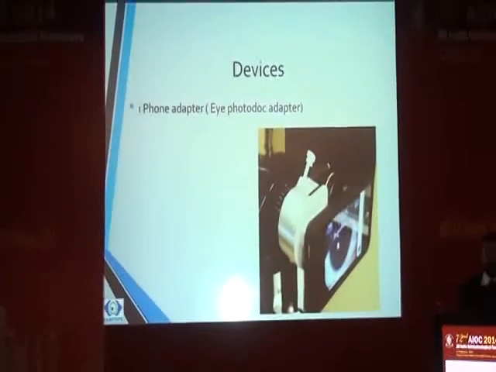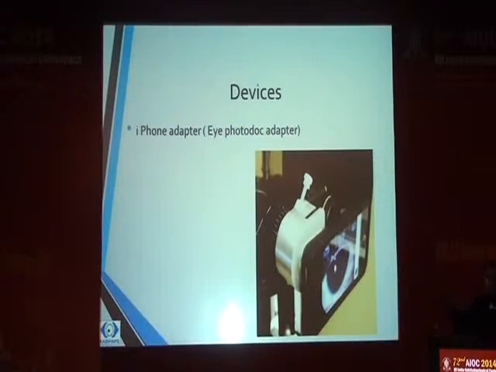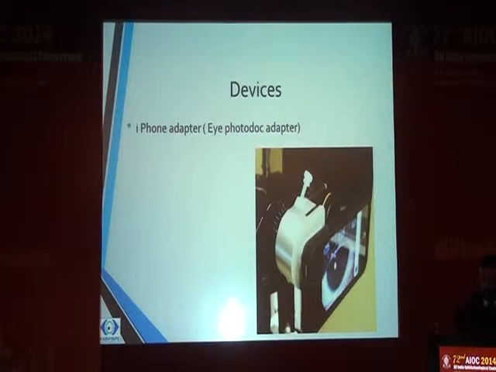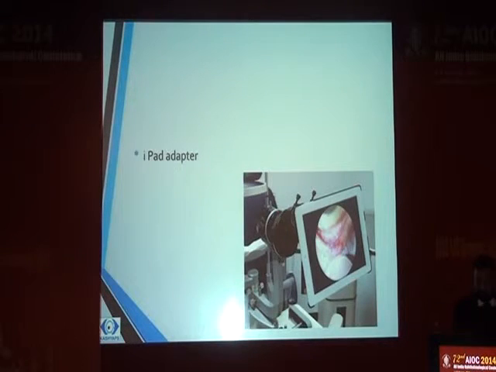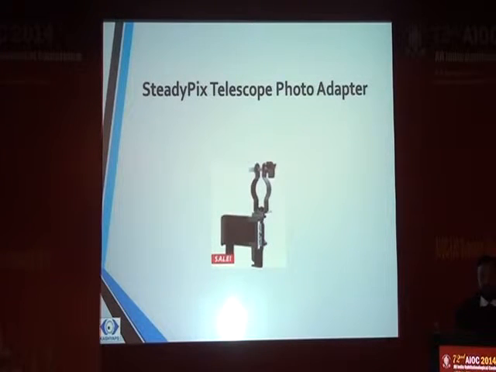You can see here that these adapters are attached to one of the eyepieces, and then you have a click there. You can have the adapter for the iPhone or the iPad or Skylight. One of the advantages of this Skylight adapter is you can adjust the telephone, and you can adjust the eyepiece also, because the adapter has to fit on the eyepiece. So any kind of eyepiece can be adjusted, or any kind of phone can be adjusted. The other one was basically for the telescope, but it can be used on the slit lamp also.